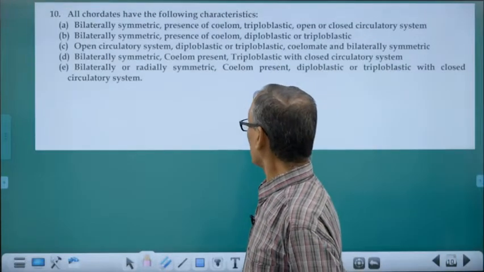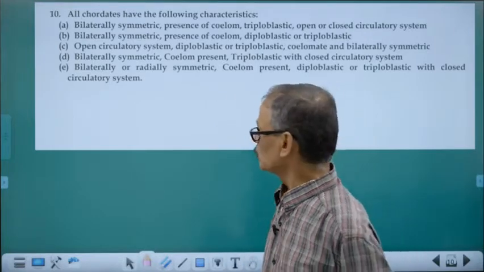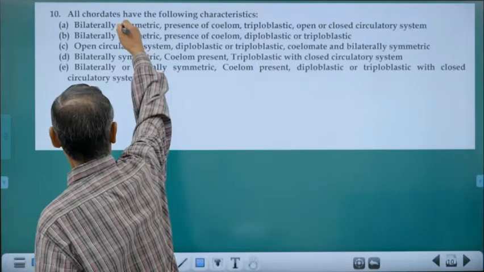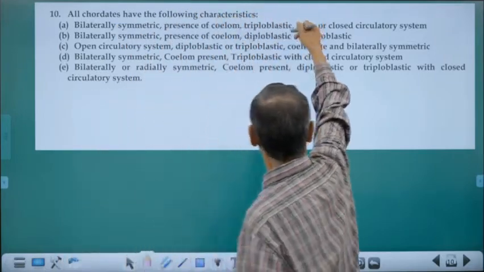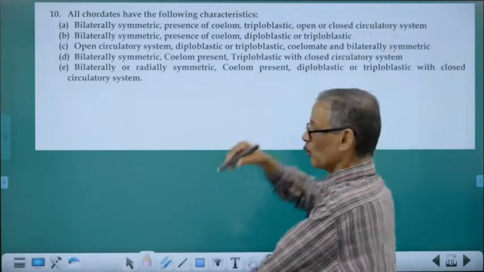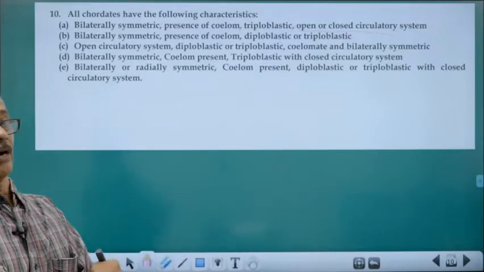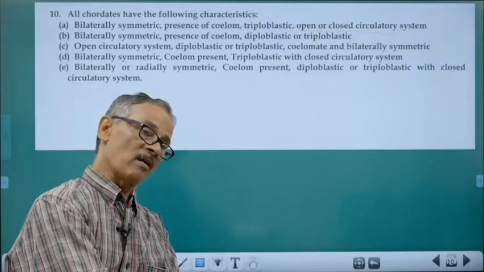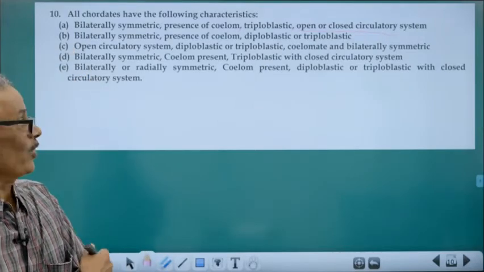All chordates have the following characteristics. See, chordate should be bilaterally symmetrical, correct? Presence of coelom, correct? Triploblastic, correct? Open or closed. Why is it called open or closed? Because in Urochordata, circulatory system is having a heart but no blood vessels. Okay, that's why.